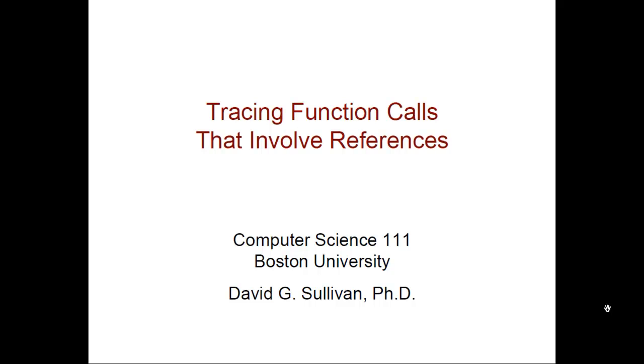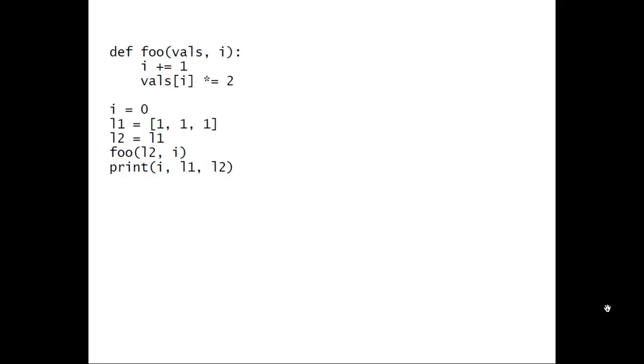When we pass a reference into a function, it's important to have a picture of what's going on in memory. So let's trace through this example and see what happens. We have a function called foo, and it is getting a list of values as its first input, and then a single integer as its second input. And then we have some code down here that is going to use that function.